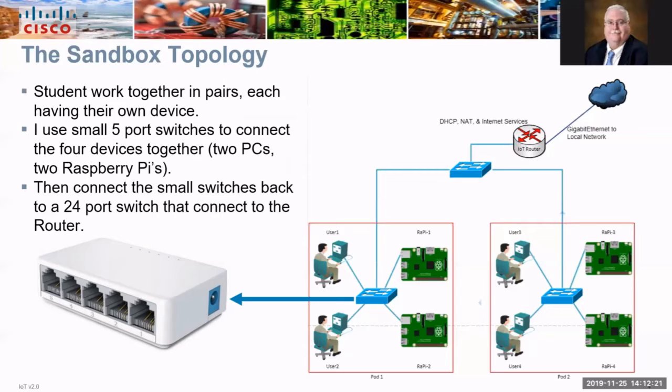I purchased inexpensive 5-port switches to connect 2 student PCs and 2 Raspberry Pis together. I always have students work in teams of 2 even though they complete the labs individually. Those small switches connect back to a larger switch, which then connects to the router. This scenario cuts down on the amount of cabling you will need and makes it easier to leave everything connected when you're not using it.